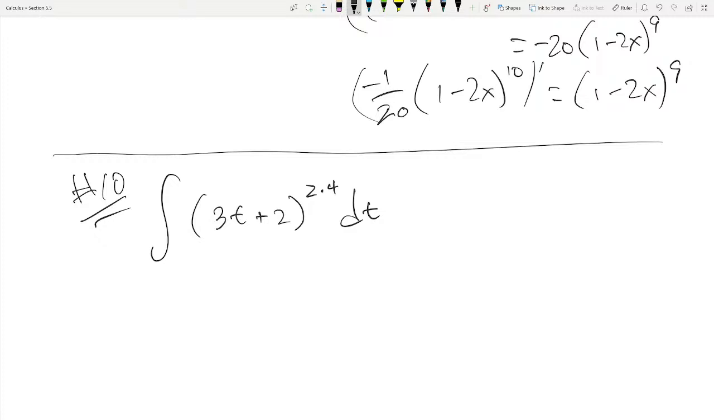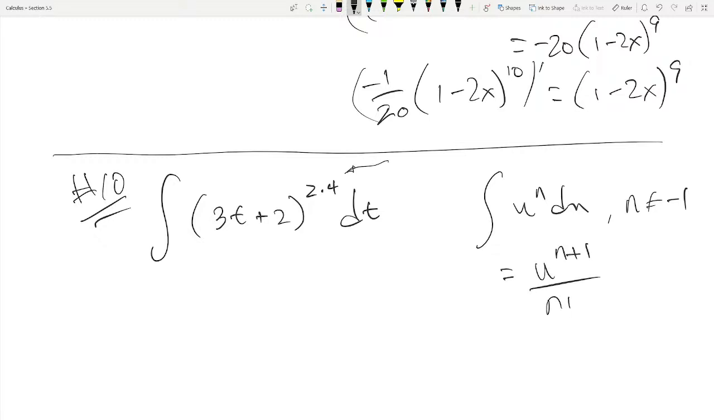First of all, they use t. Oh my goodness, we use t instead of x. What are they doing to me? And then they've got this 2.4 there. Wow, doesn't that just make your eyebrows raise? What are we going to do? Well, it's just a number. I can do anything. The integral of u^n du, I'm good at this as long as n is not equal to -1. That's equal to u^(n+1)/(n+1). And n could be 2.4. It's fine. It just looks ugly.